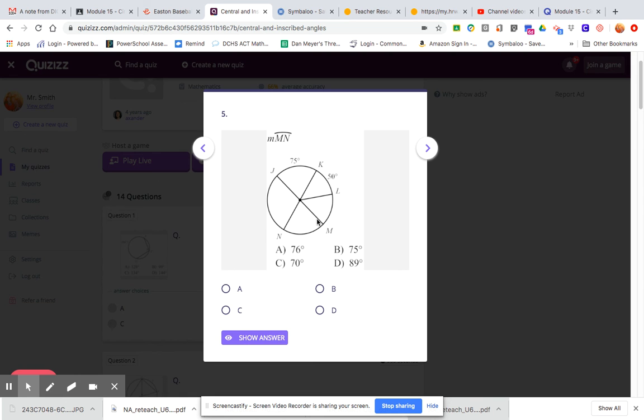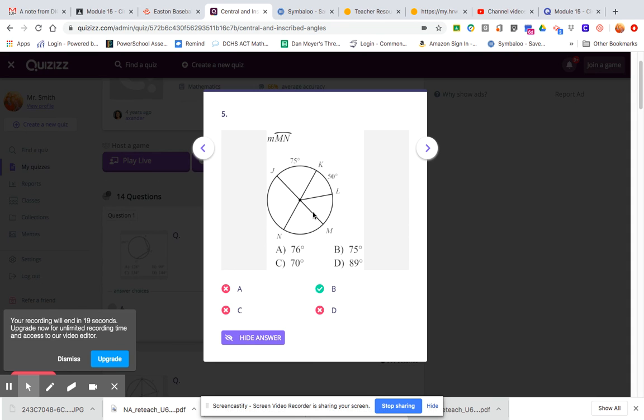Here's another thing about this question. I know JM is a chord that runs through the middle, so that's a diameter. I know NK is also a diameter. So there's a lot of different ways you can solve this. One way you could do this, if I take just the idea of KN as a diameter, if that's 75, this has to be 105. All right, 105 plus 75 is 180. Well, if that's 105, JN, and JM is a diameter, this has to be 75, which is the question. All right, that's one way.